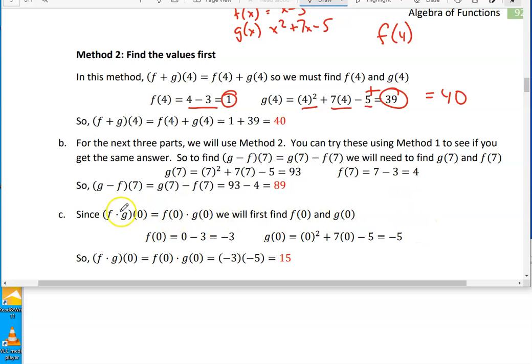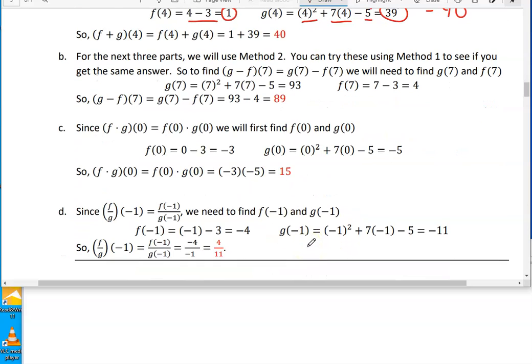Now, when we have f of 0, f times g of 0, that's usually pretty easy because when you have a 0 for x, things get a little simpler. And we see when you have a 0 for x, we get minus 3 times a minus 5. So f times g of 0 gives us 15.